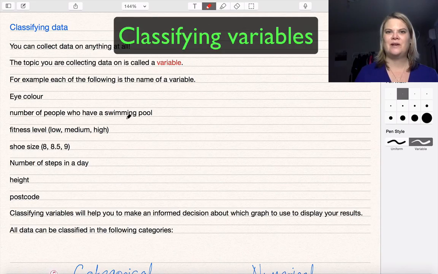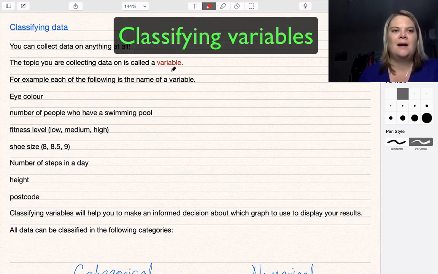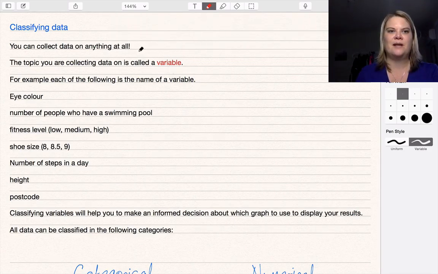Hello and welcome to our video on classifying data variables, categorical or numerical data. You can collect data on absolutely anything at all. The topic that you're collecting data about is called a variable. For example, each of the following is the name of a variable.